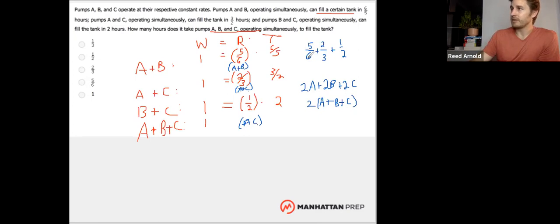And what does that equal? Well, that equals 5/6 plus 4/6 plus 3/6, which equals 12/6, or 2. So 2 times their rate is 2. This isn't right. I made a mistake.